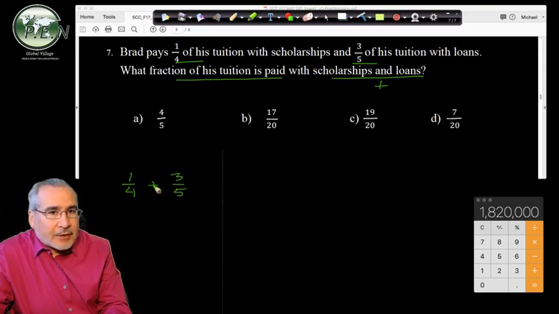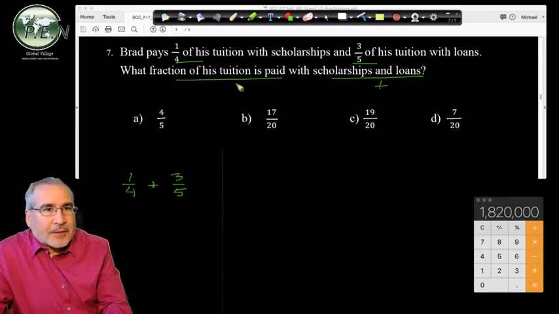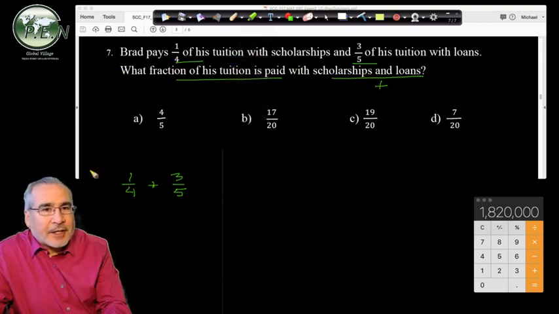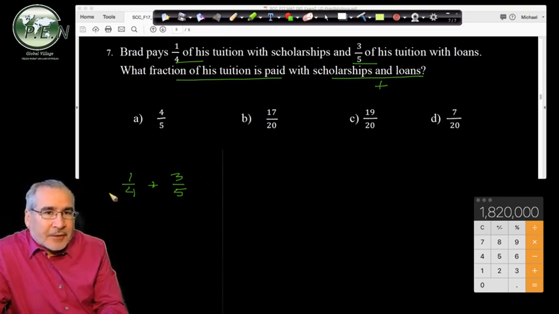When we're adding fractions, we have to have a common denominator because we need the same size pieces. We cannot add things that are not the same. So how do we get same size pieces? We look for the common denominator, like in the last series of lessons. What do both 4 and 5 go into? What is the least common multiple? 4 times 5 is 20, and there's no number less than that because 5 is prime. So we want to make both of these into 20ths.